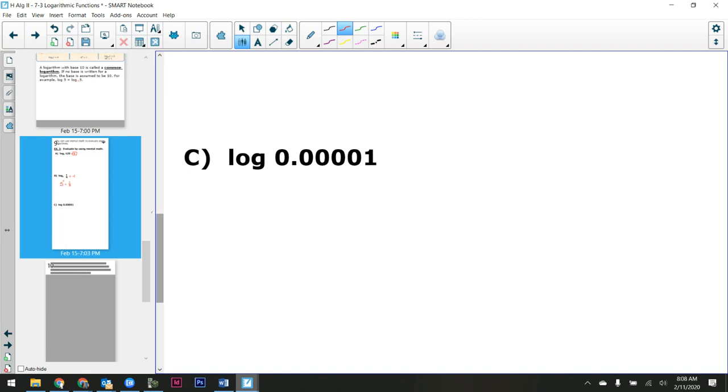So log of what? Okay, so 10 to the what power gives us this? -5th power, right? 1, 2, 3, 4, 5. 10 to the -5th power. That would be a -5. Okay? That make sense?